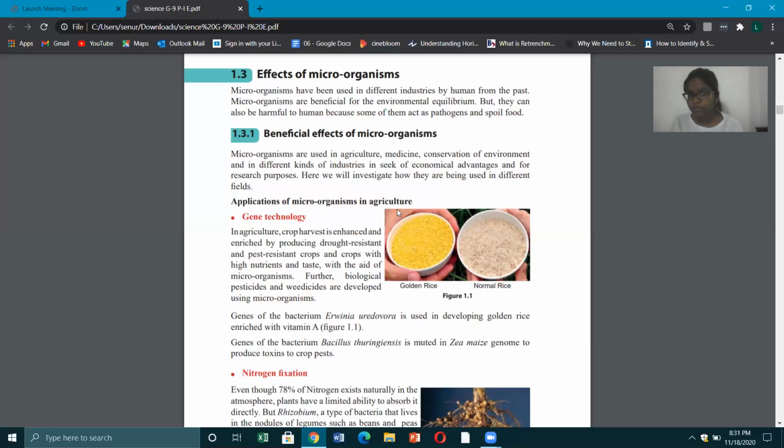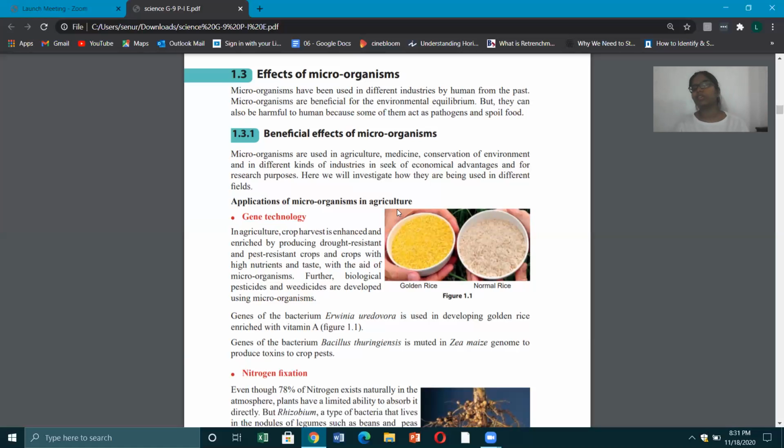Microorganisms are beneficial for the environmental equilibrium. To have a balance in the environment, we also need microorganisms. But they can also be harmful to humans because some of them act as pathogens and some spoil food. Pathogens, what do you mean? They are the type who cause diseases, who spread diseases. And some spoil food.